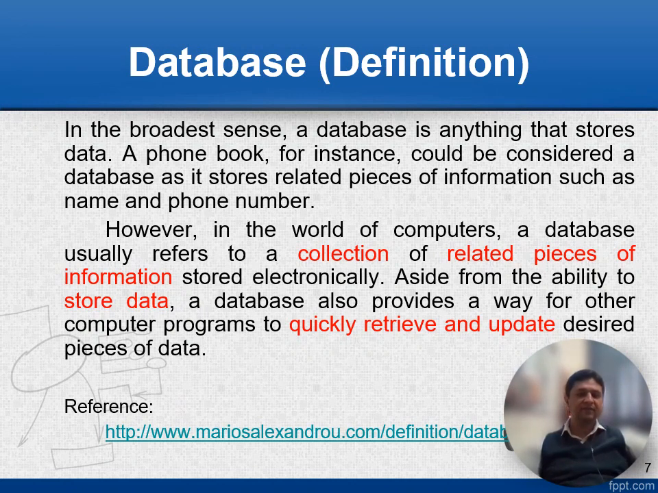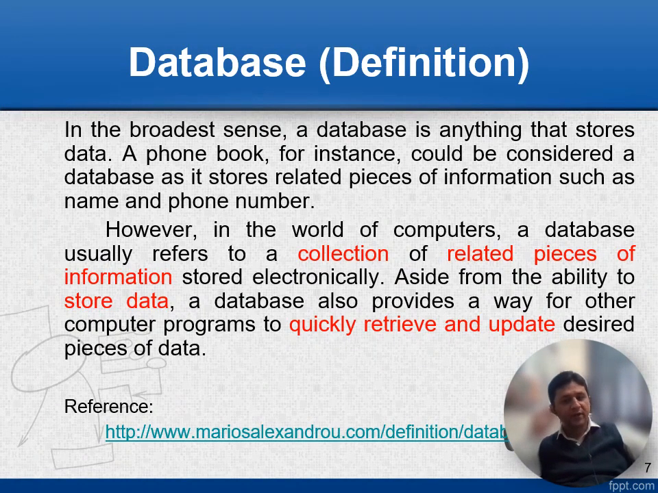So this is a definition, reference is given over here. It says, in the broadest sense, a database is anything that stores data. A phone book, for instance, could be considered a database, as it stores related pieces of information such as name and phone number. However, in the world of computers, a database usually refers to a collection of related pieces of information stored electronically. Aside from the ability to store data, a database also provides a way for other computer programs to quickly retrieve and update desired pieces of data.